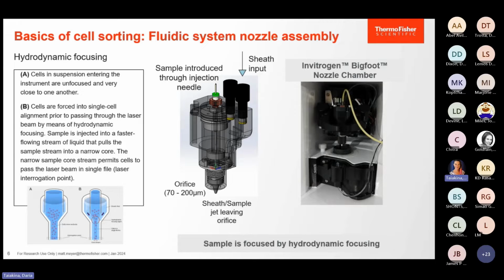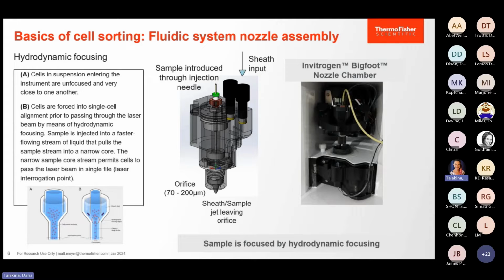It's really important to have a nice core stream that's going to give you nice and tight CVs. That's going to allow you to generate these droplets at different sizes. So we have 70 microns all the way up to 200 micron tips, and that's going to give you a wide variety of droplet sizes, which can be optimized for your particular experiment.